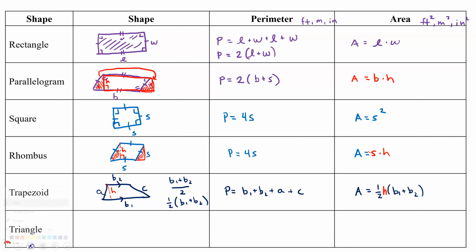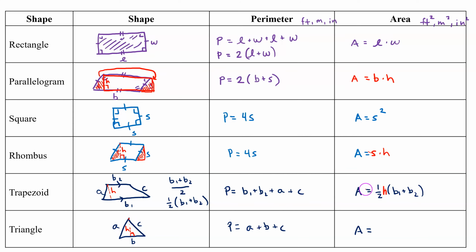Okay, our final shape is the triangle. Let's label this A, B, C. So the perimeter, we're adding up A plus B plus C. For the area, we need a height dropped as well, again. So here's our height. Remember, it has to be perpendicular right here. And most of the time, these heights are going to be given to you. It's not something that you're going to have to figure out.